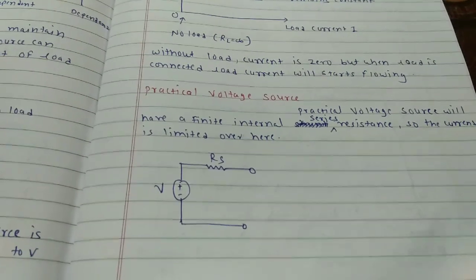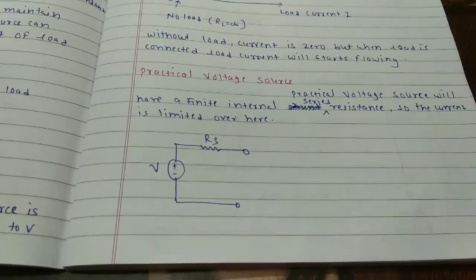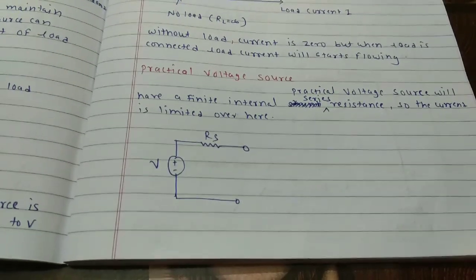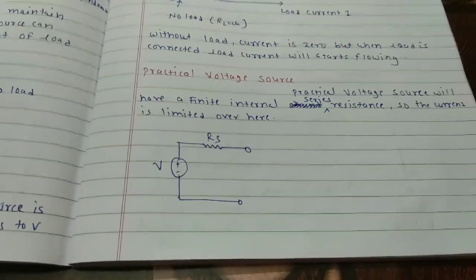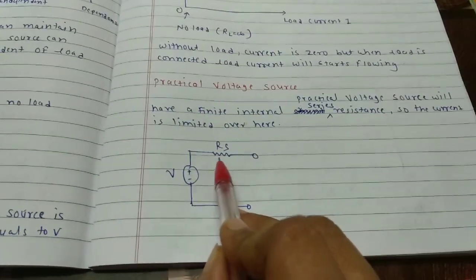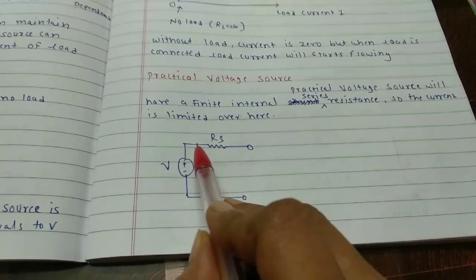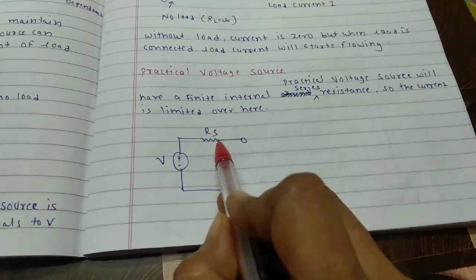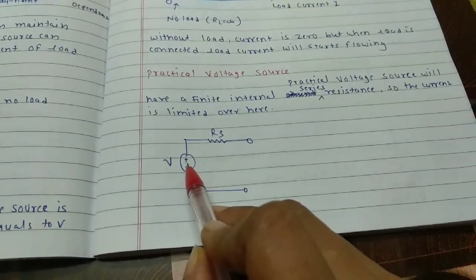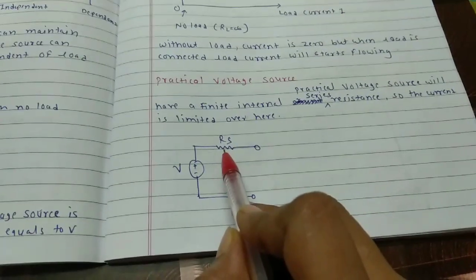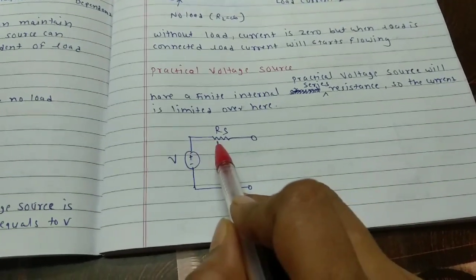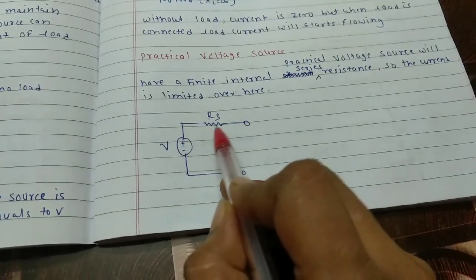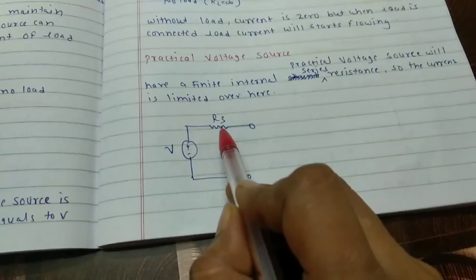Now we'll see what a practical voltage source is, that is, the one we use practically. The practical voltage source will have a finite internal series resistance, so the current is limited. This is the finite series resistor. In the previous case we haven't connected any series resistor. You can call it a source resistor or a series resistor, connected after the voltage source. That is the difference between the ideal one and a practical one. In an ideal voltage source, there is no series resistor, and in a practical one we have connected a series resistor.